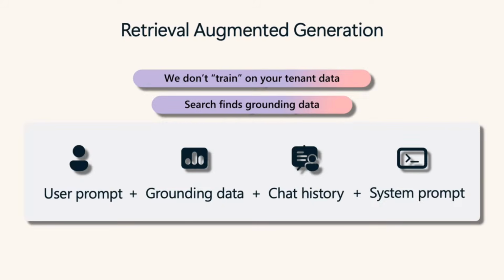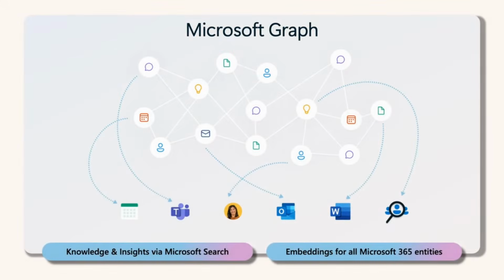The user prompt, the grounding data that comes from Graph, the chat history, and the system prompt all get added to one large prompt, which is what we actually send to the large language model to give it enough information to answer your question. Because prompt sizes are limited and can't reason over all of your tenant data in a single prompt, it's critical that Copilot finds the right information to respond to your user prompt. And that's where Microsoft Graph comes in.